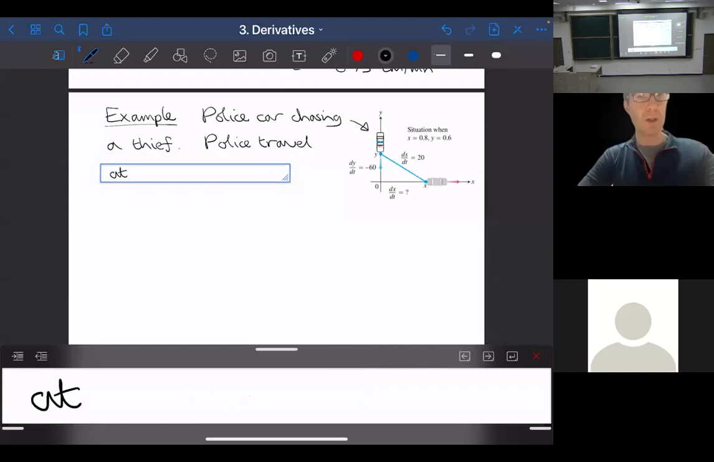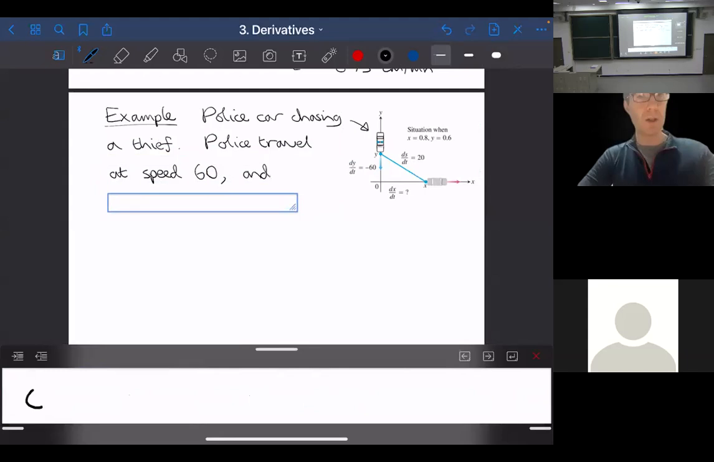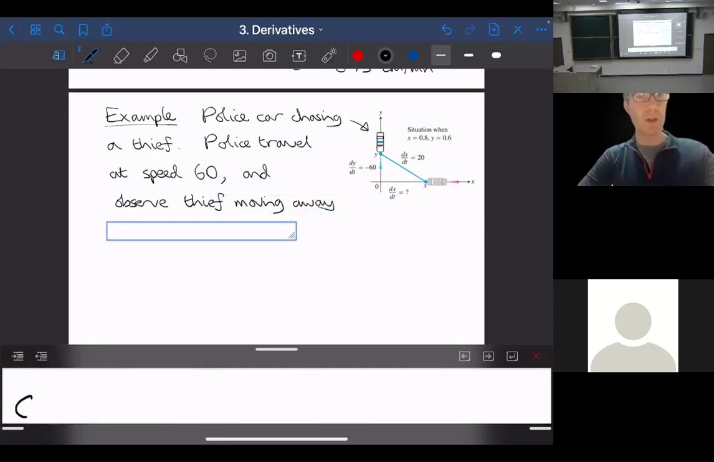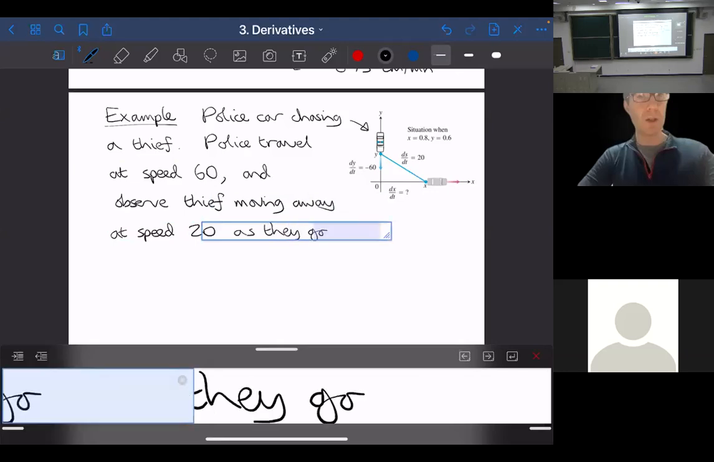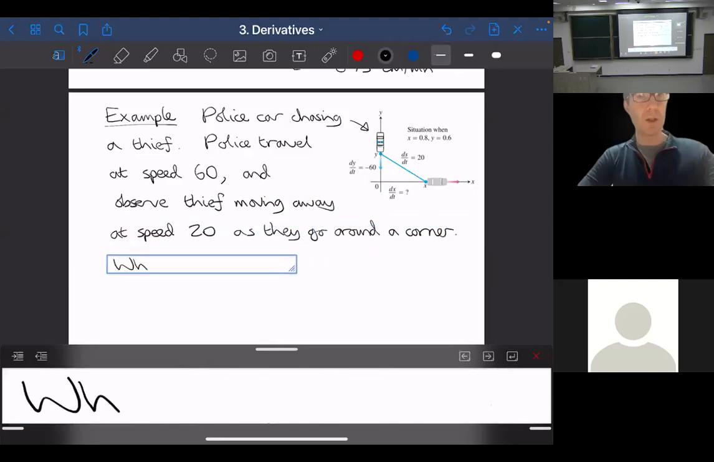So the police travel at speed 60. Let's not worry about the units for this one. And they observe the thief moving away at speed 20, as they go around the corner. So what is the speed of the thief?